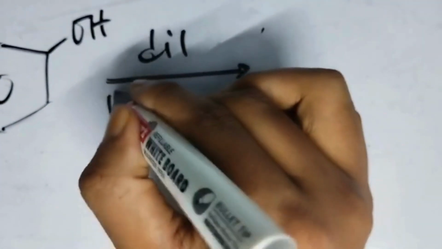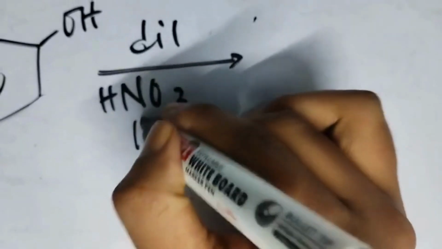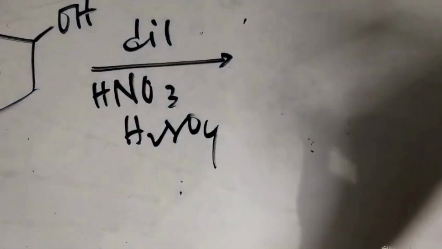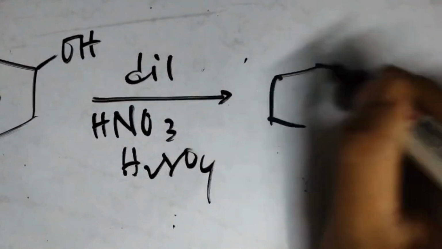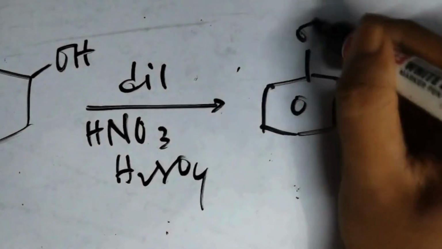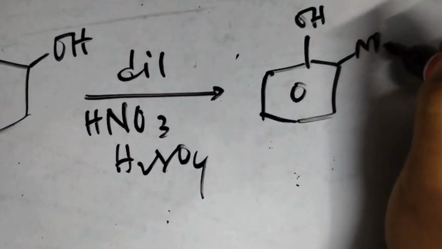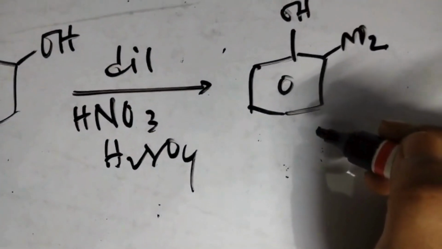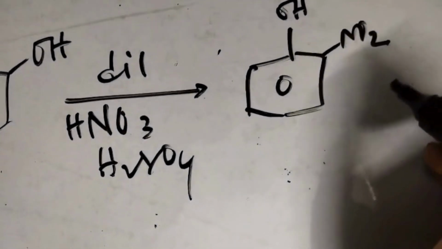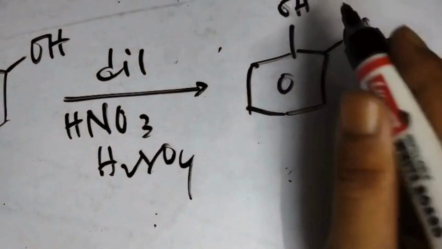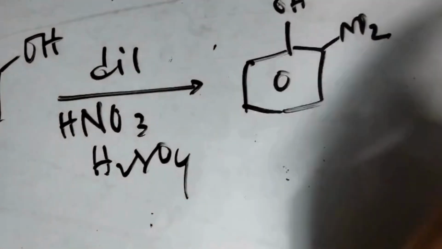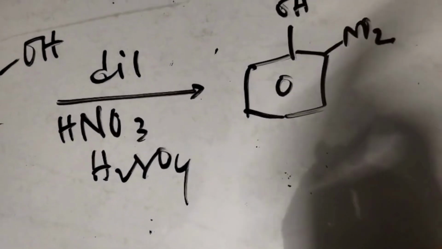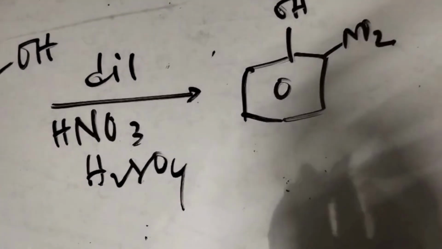it is reacted with dilute HNO3 in the presence of H2SO4, that is a mixed acid, and therefore from here we shall get two products. One is orthonitrophenol and one is paranitrophenol. Now in the second step, it says that the mixture of ortho and paranitrophenol is steam distilled and the compound A is the more volatile compound.